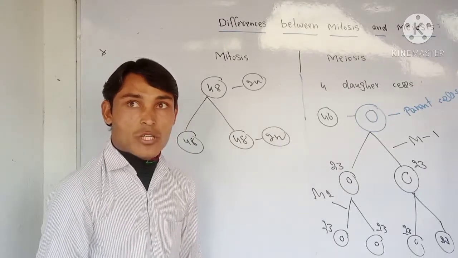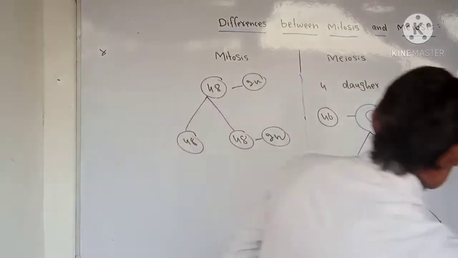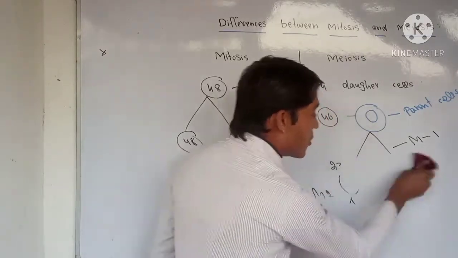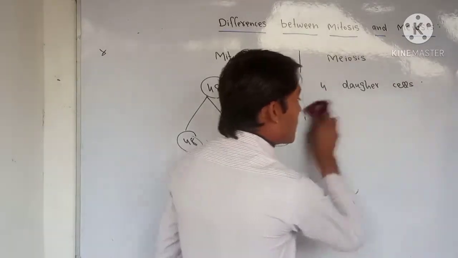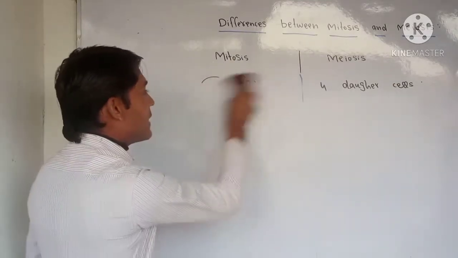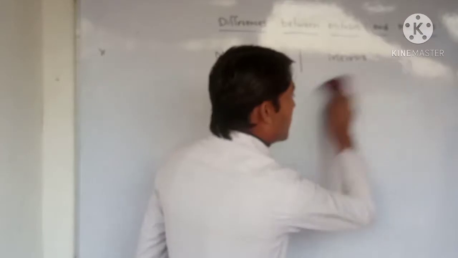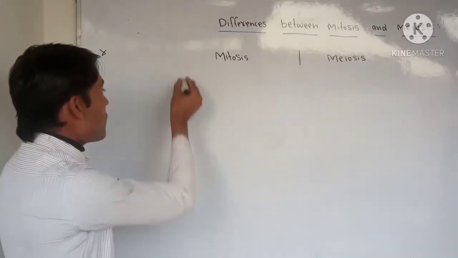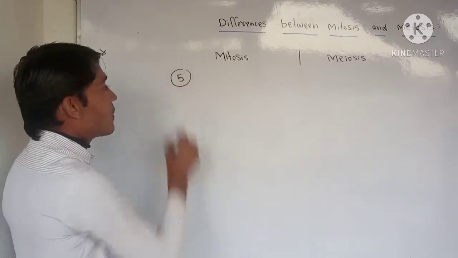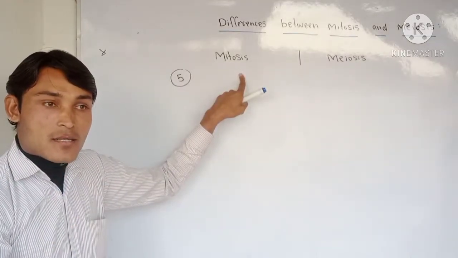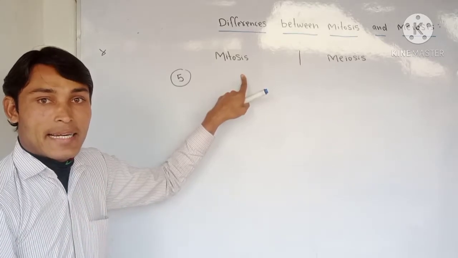Now let's talk about difference number 5. The difference number 5 is that in mitosis, the daughters are genetically identical. Genetically identical means they are like a copy. They are like a copy here. Look at here. The difference number 5 is that in mitosis, the daughters are genetically identical.